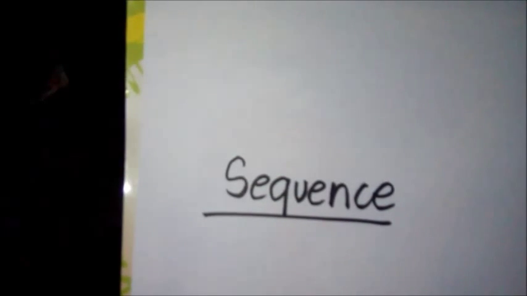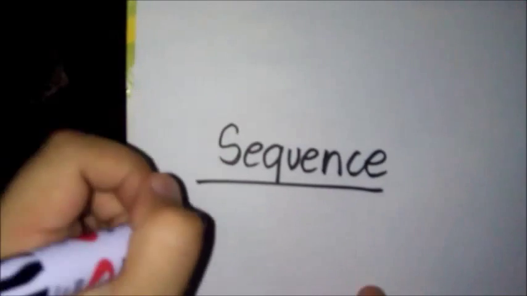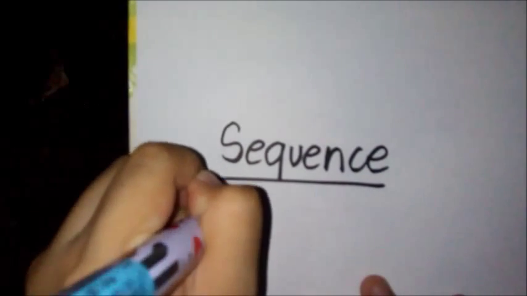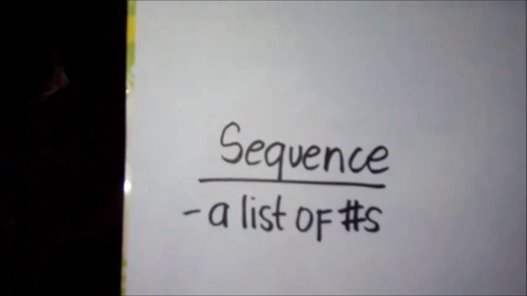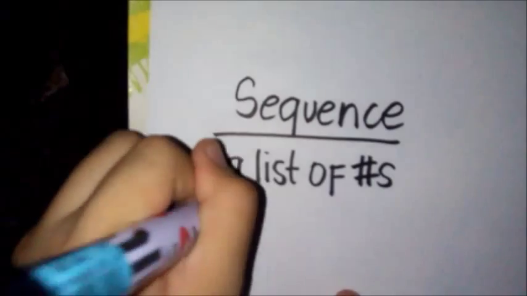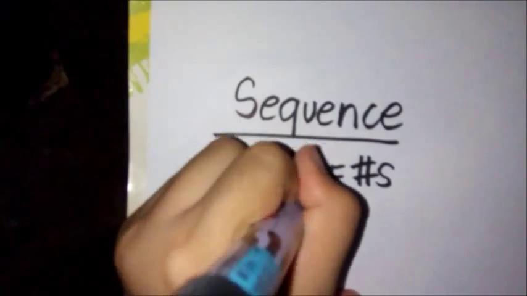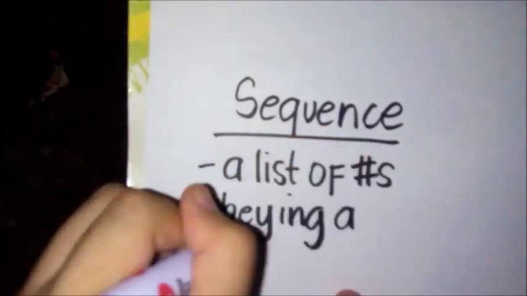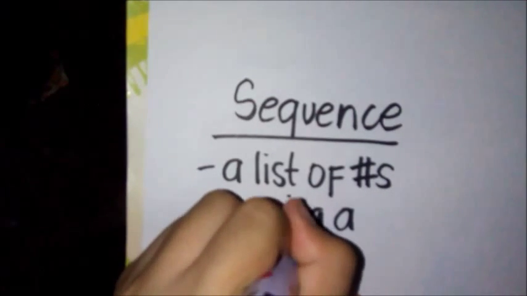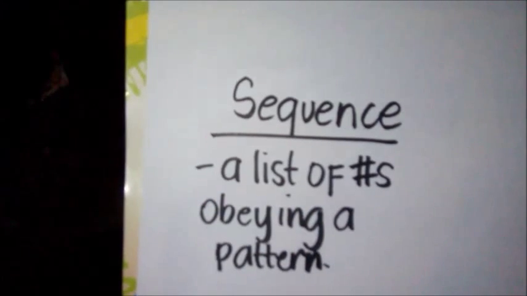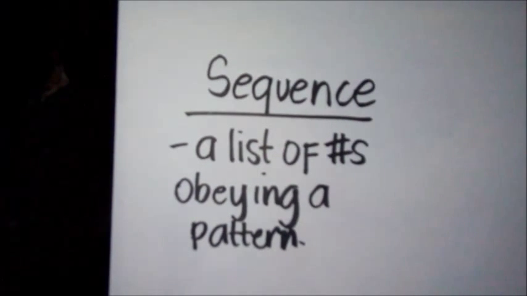The topic that we will be discussing today is all about sequence. What is a sequence? A sequence is a list of numbers obeying a certain pattern. Again, a sequence is a list of numbers obeying a pattern.